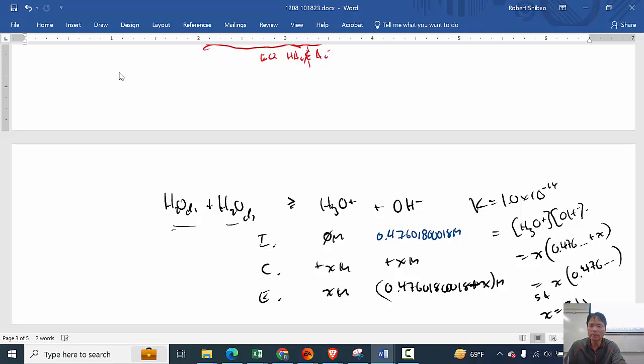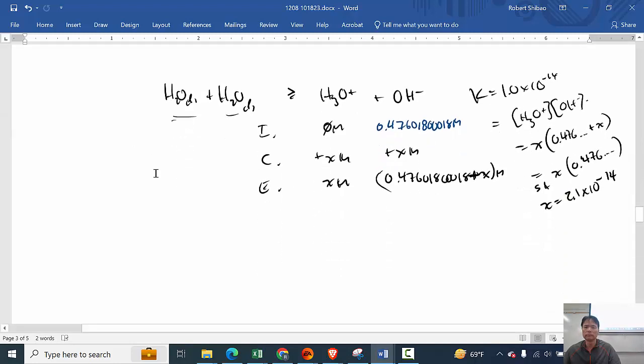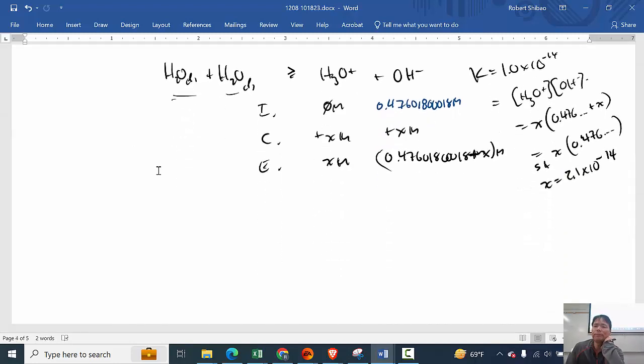And I get 2.1 times 10 to the minus 14. So the change is x, the initial is 10 to the minus 1, so we'll just do orders of magnitude. 10 to the minus 14 times 10 squared is 10 to the minus 12, times 10 to the positive 1, which would be 10 to the minus 11.